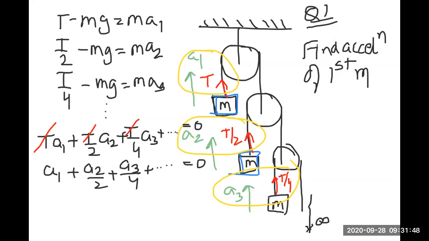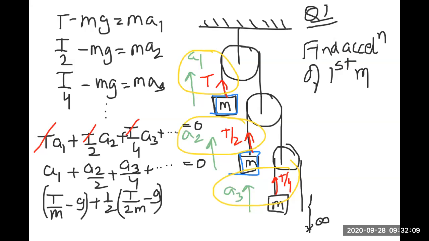A1 की क्या वैल्यू है? A1 की वैल्यू है T/m minus g plus half. A2 की क्या वैल्यू है? A2 की वैल्यू है, हाँ पाथ, वेरी गुड, A2 की वैल्यू है T/2m minus g. A3 की क्या वैल्यू है, यहाँ पे बाहर मुझे लिखना पड़ेगा पहले 1/4, A3 की क्या वैल्यू है T/4m minus g, and so on. This will add up to 0.